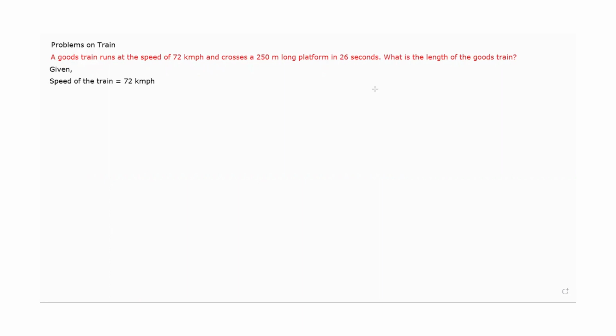Length of the platform equals 250 meters. Time taken to cross the platform equals 26 seconds. First, we need to convert the speed from km/h to meter per second. 1 km/h equals 5 by 18 meter per second.